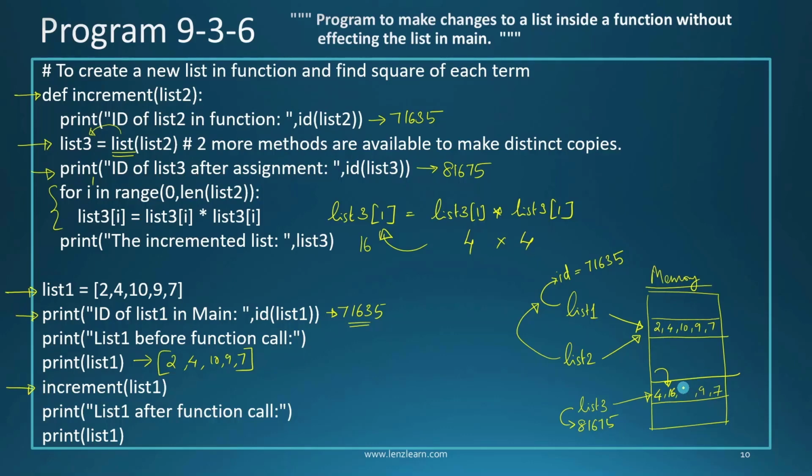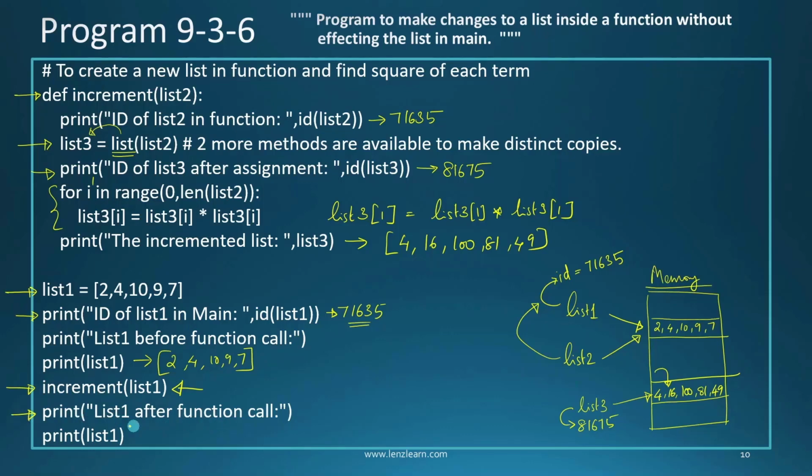So the next value will become 100, it will become 81, and this will become 7 into 7, 49. So this is a new list. And after that I will print the squared list 3. So this will print out the current value of list 3, which is 4, 16, 100, 81 and 49. Now our function is finished. The control will come back to function call, and now I'll go to the next line.